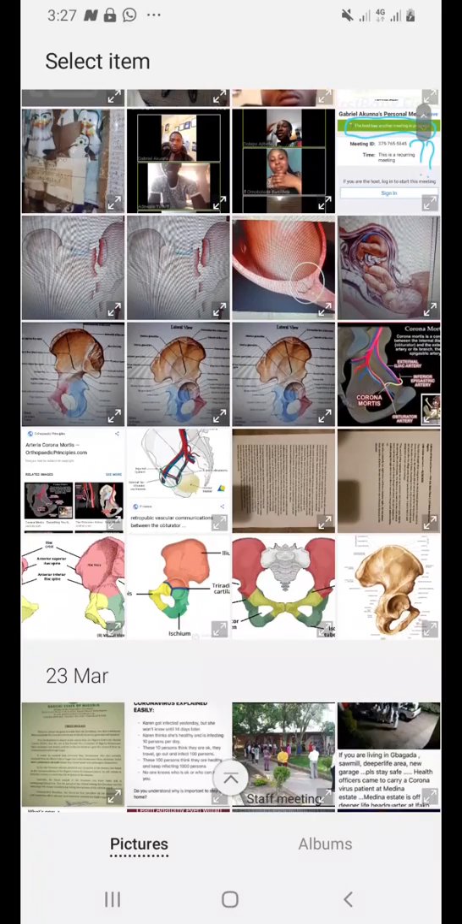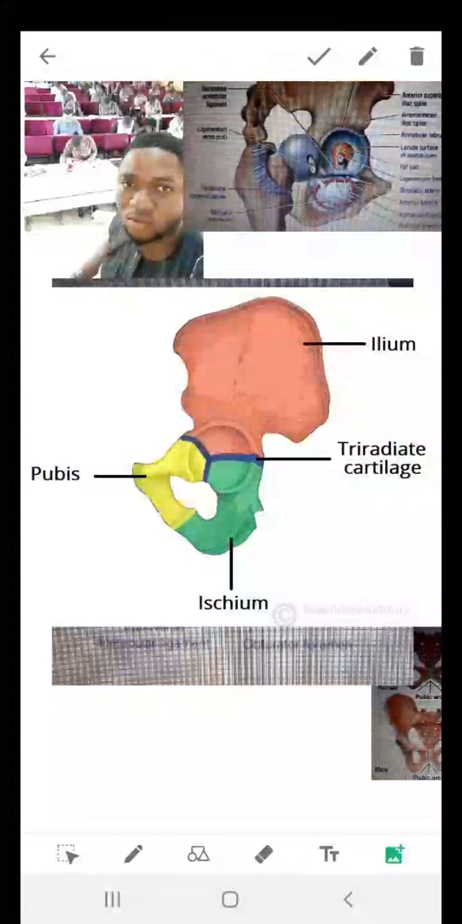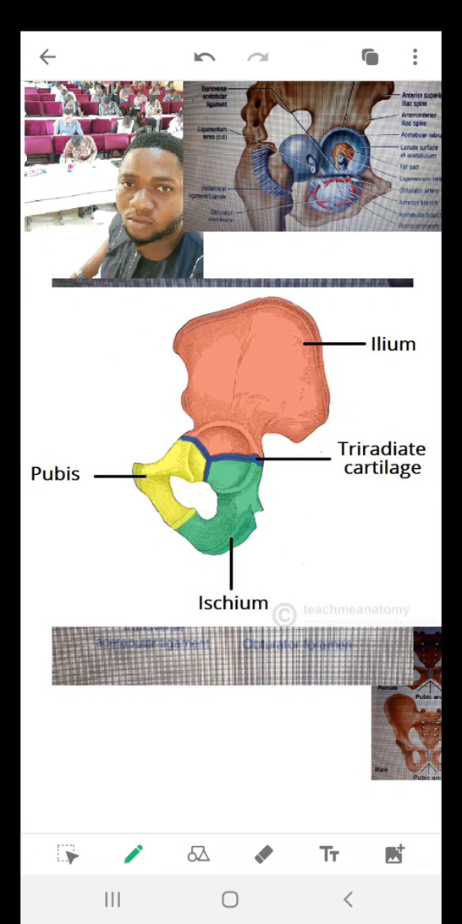So look at this image. In the acetabulum here, we have a notch here. If you notice, the ring is not complete inferiorly. This ring is not complete inferiorly here. So the incomplete inferior part of the acetabulum is actually the acetabular notch.